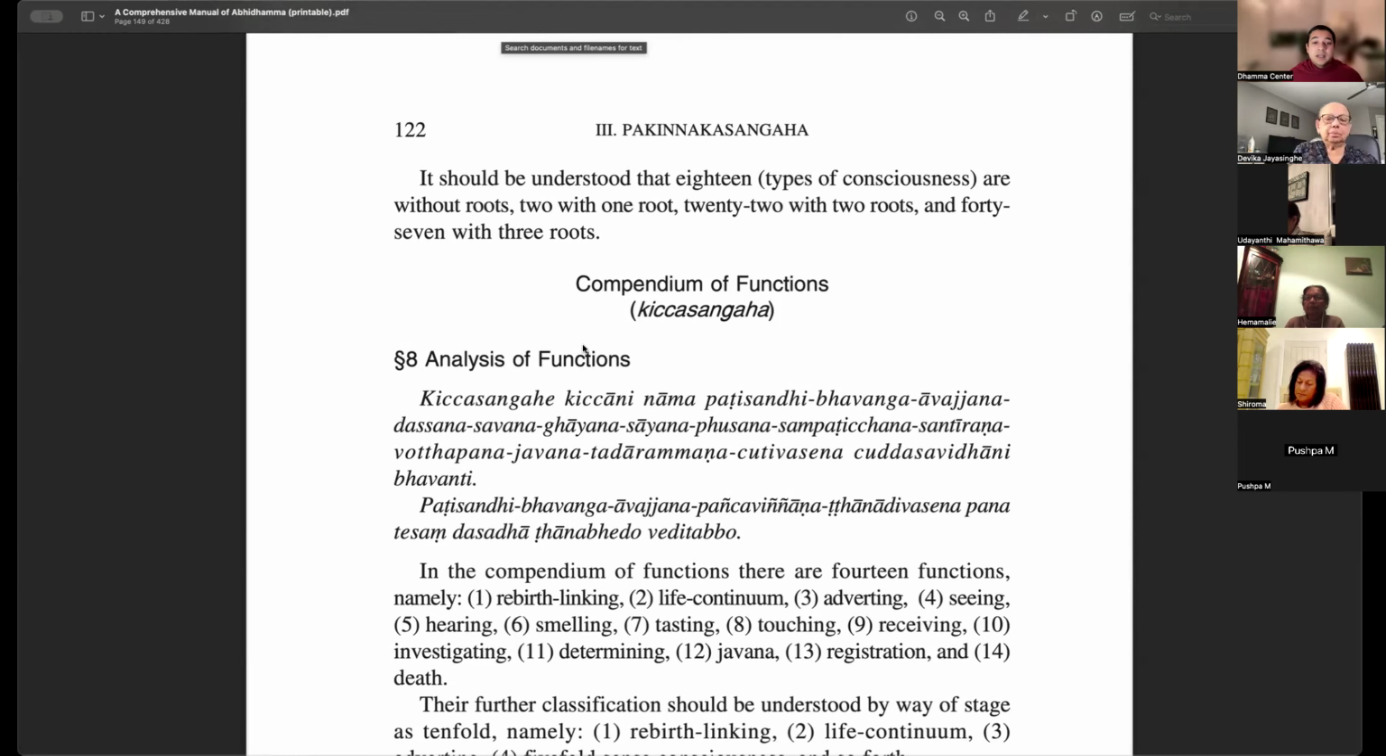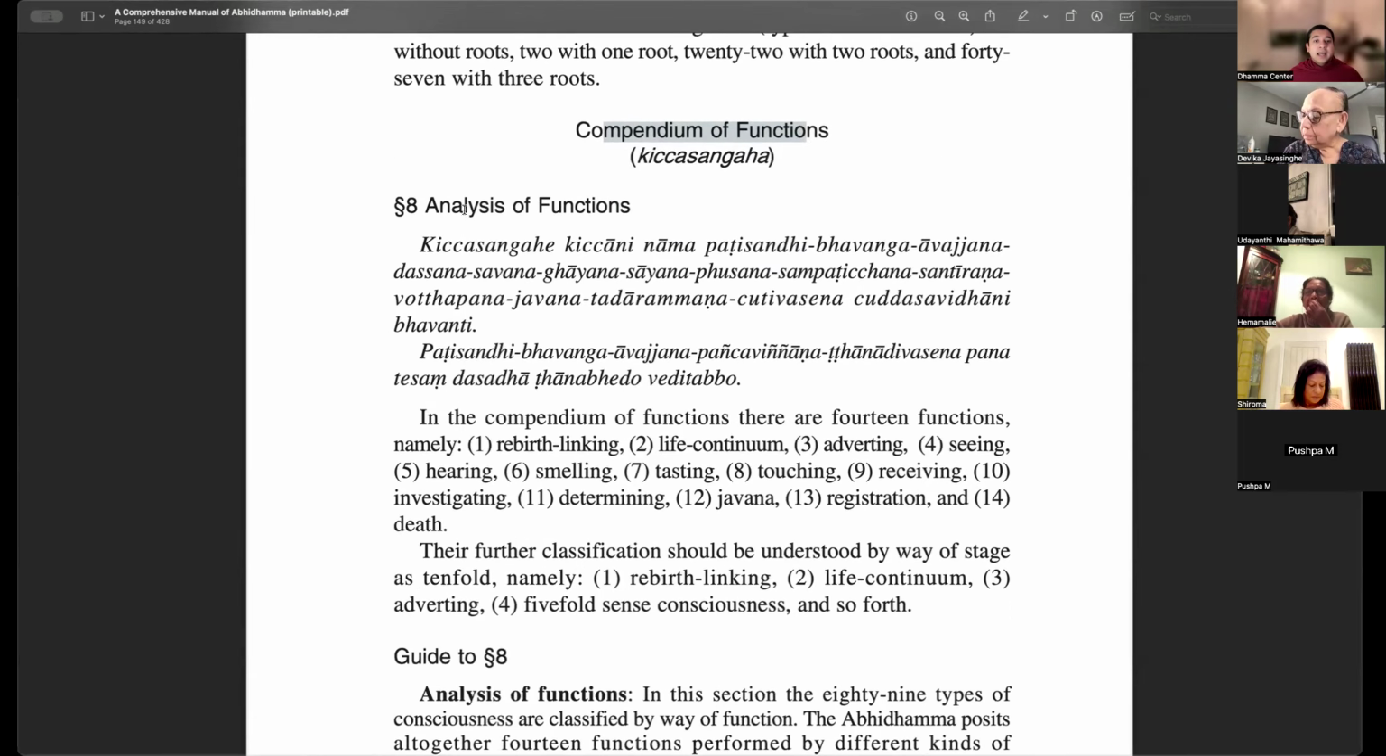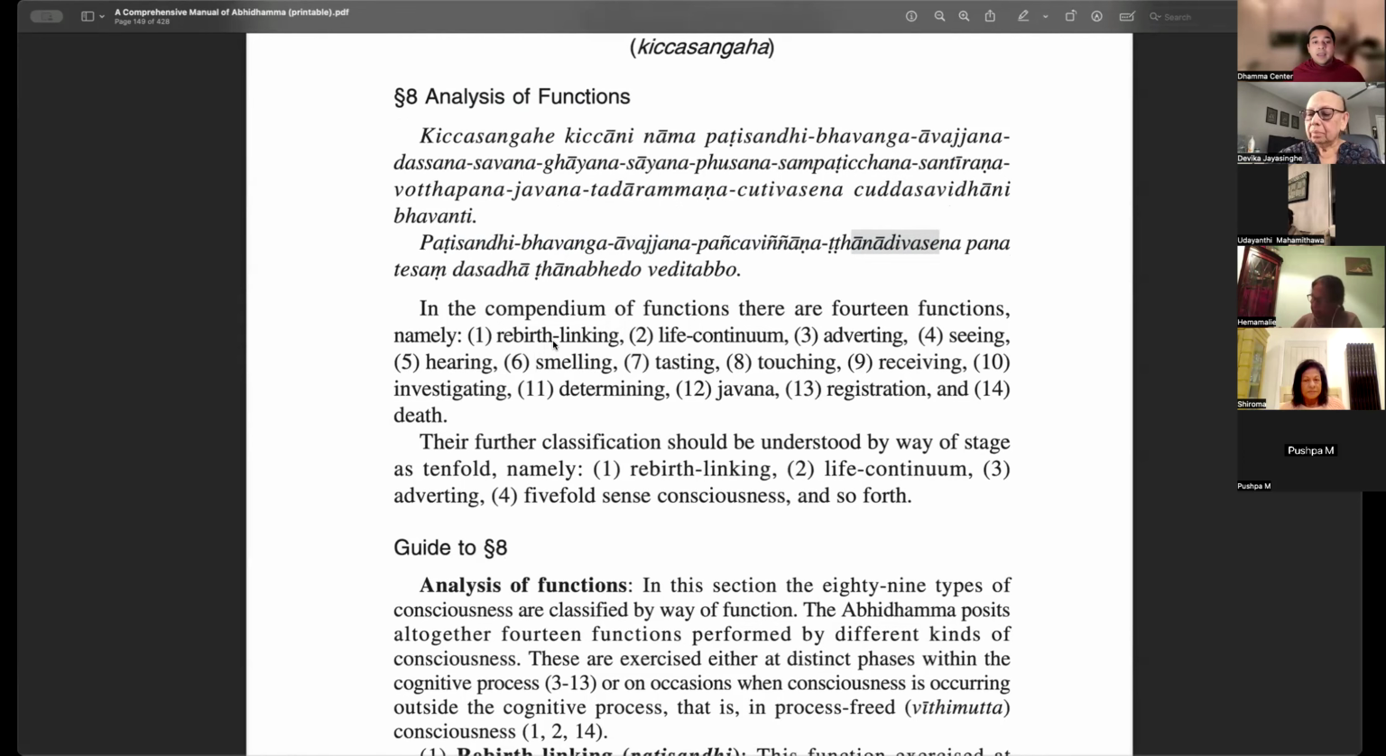All right. Kitcha Sangraha, compendium of functions. Analysis of functions. What are these? Patisandhi, Bhavanga, Avarjana, Panchavinyana, Dipanchavinyana, Thana Divasena, Pana, Tesang. Okay. Now we come into what are the 14 types of functions performed by the chittas.